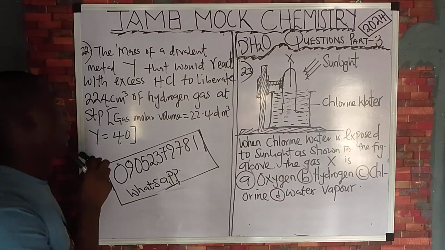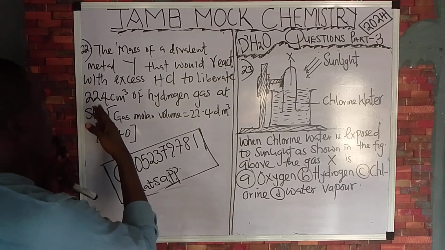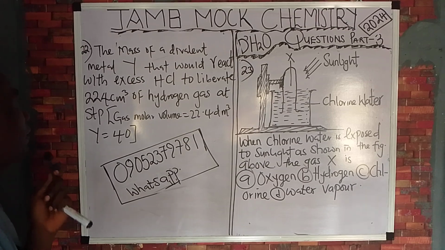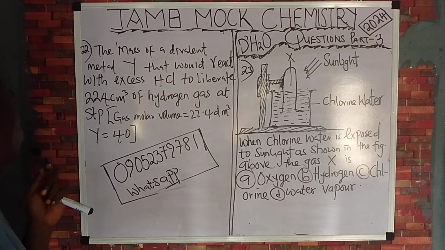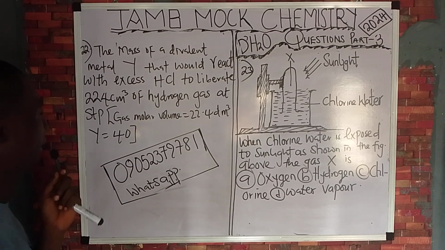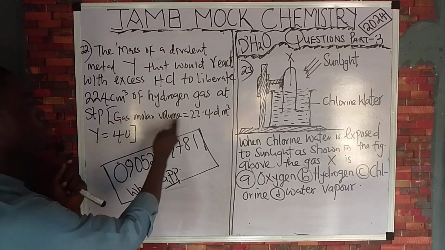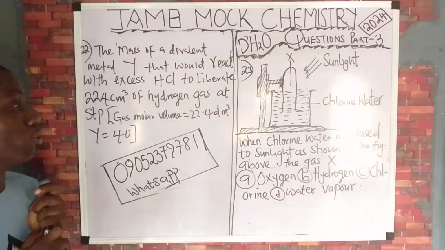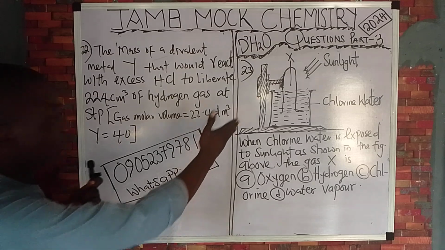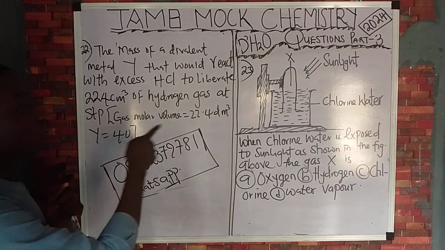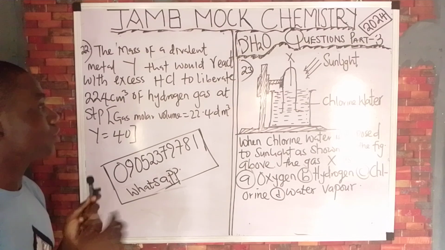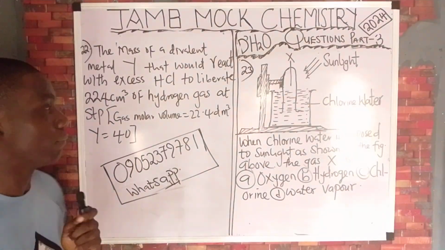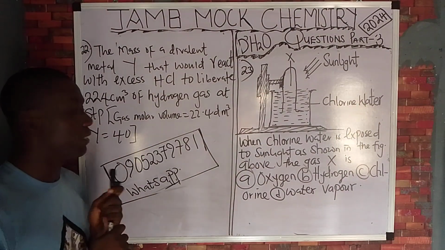This is question number 22. The mass of a divalent metal Y that will react with excess HCl to liberate 224 cm cube of hydrogen gas at STP is what? This is the gas molar volume, while this is your molar mass or relative atomic mass of the gas. And this is question number 23. I'm going to leave this question for you. Please send me your answers in the comment section, not on WhatsApp.